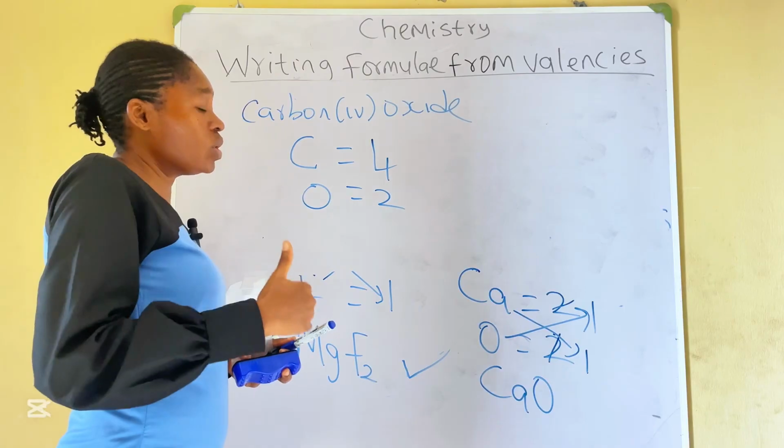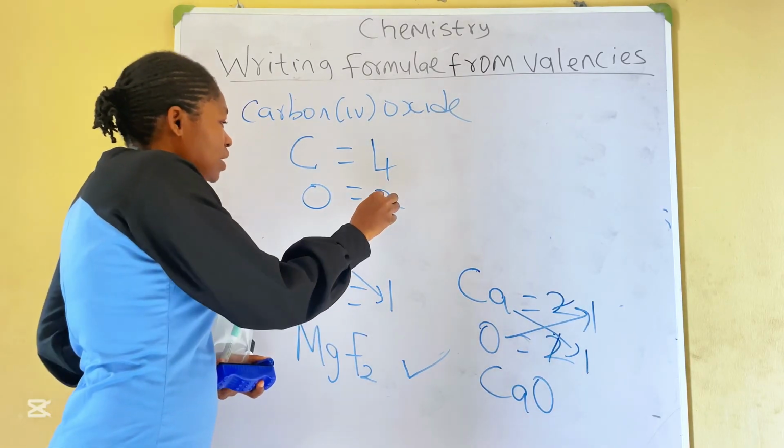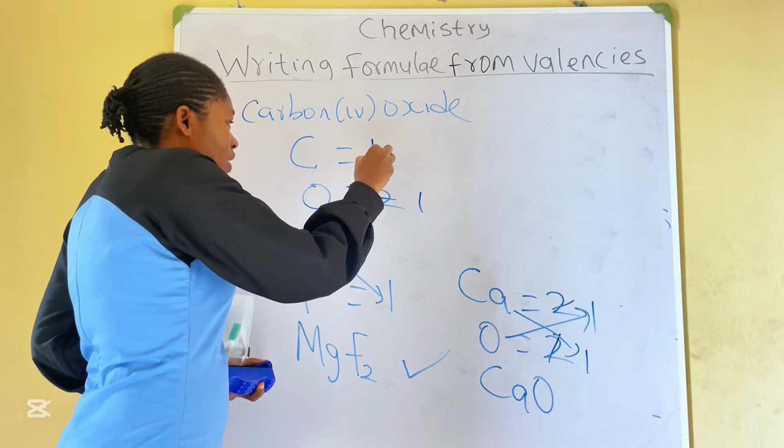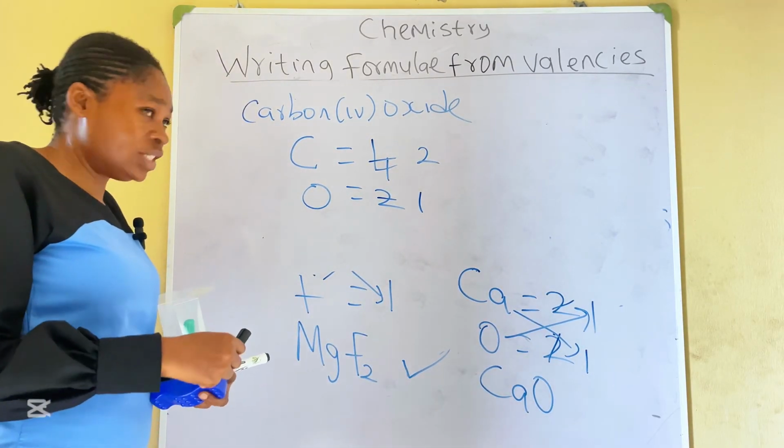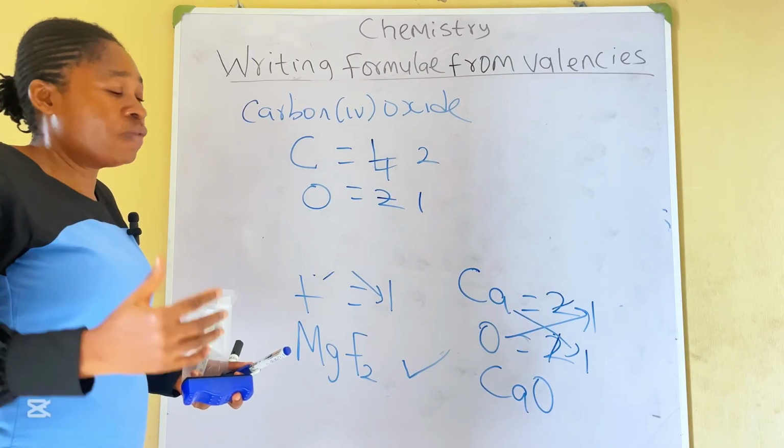You reduce what? To the lowest term. So 2 divides itself is what? 1. 2 divides 4 is really what? 2. You must reduce to the lowest term before you interchange, if not you get it wrong. So don't forget the rule.